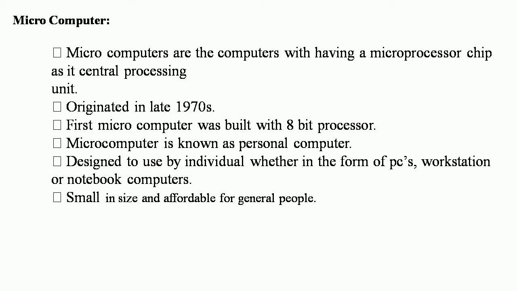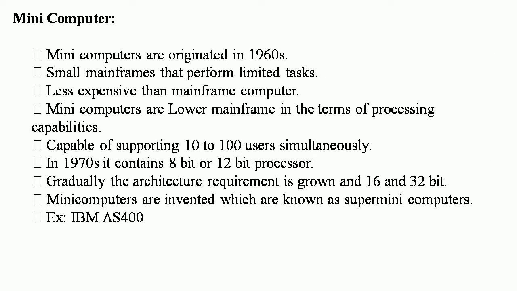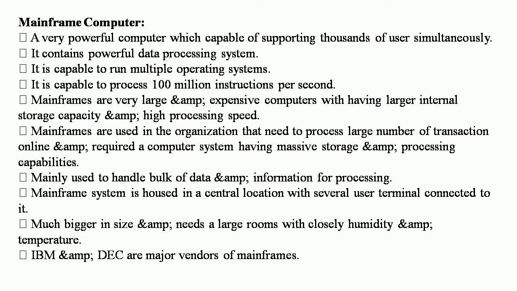Next, the minicomputer. Minicomputers originated in the 1960s. They are also known as small mainframes that can perform limited tasks. It is less expensive than a mainframe computer. It is capable of supporting 10 to 100 users simultaneously. In the 1970s, it contained an 8-bit or 12-bit processor. Later, more advanced minicomputers were invented, which are known as superminicomputers. Example: IBM AS/400.